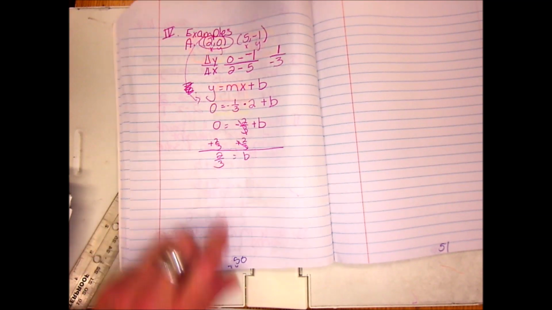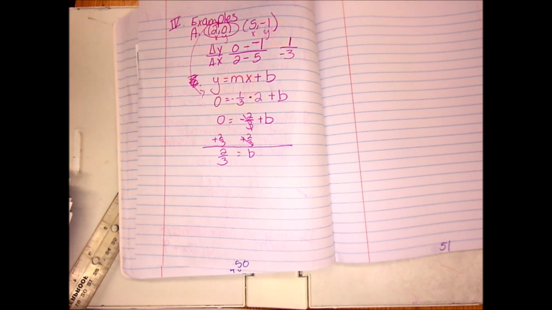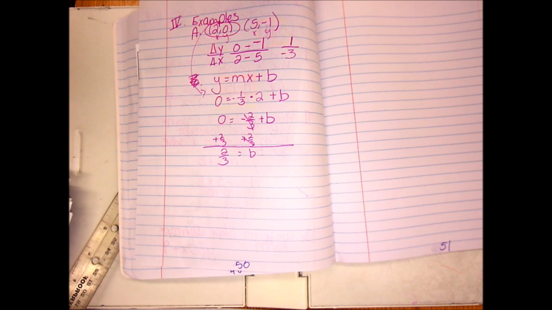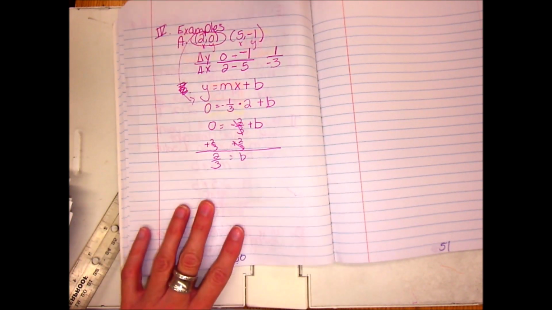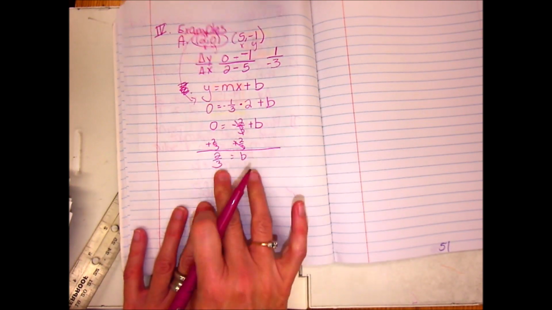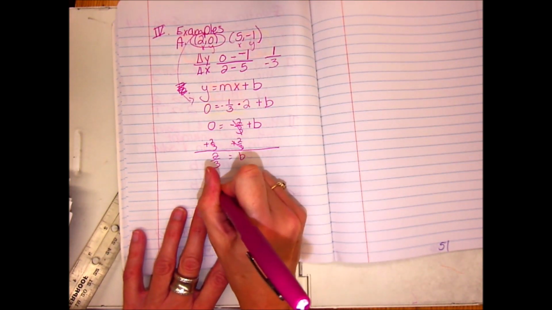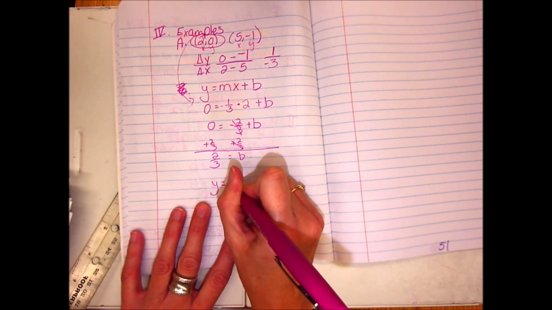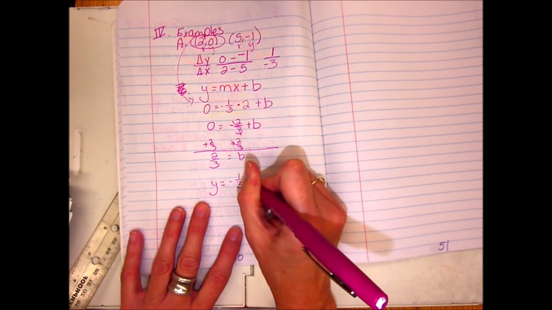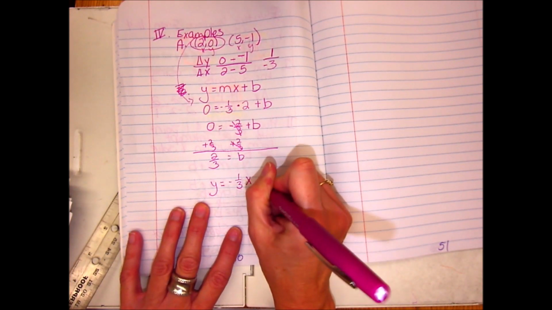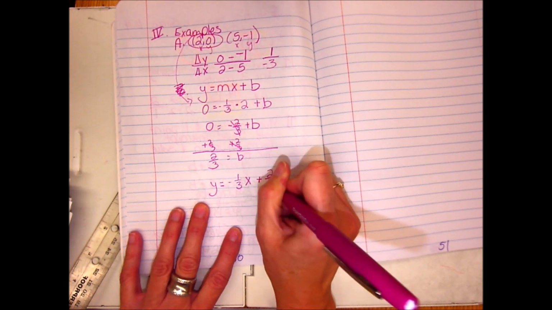Again, that 0 came in handy there because I didn't even have to calculate that. 0 plus whatever is that number. And so then, now I know what b is. I know what the slope is. I can write my equation in slope-intercept form. y equals negative 1/3 x plus 2/3.